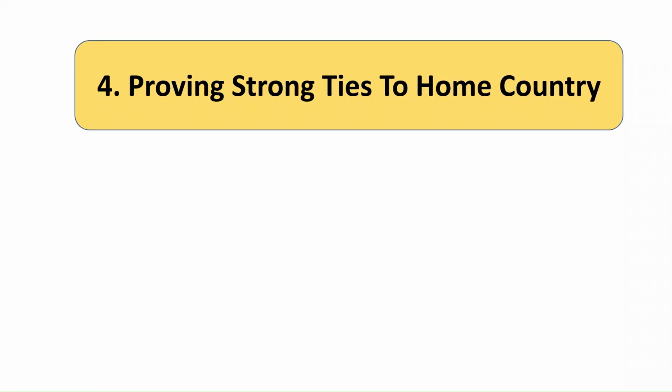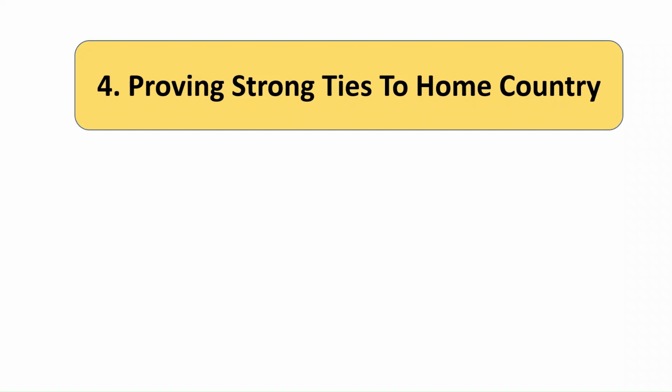Now let us talk about proving strong ties to home country. This is very important because if they refuse your visa, chances are that they'll tell you that you have weak ties to your home country and they'll give you Section 214(b) as the reason for your visa refusal. I'll give you one example.